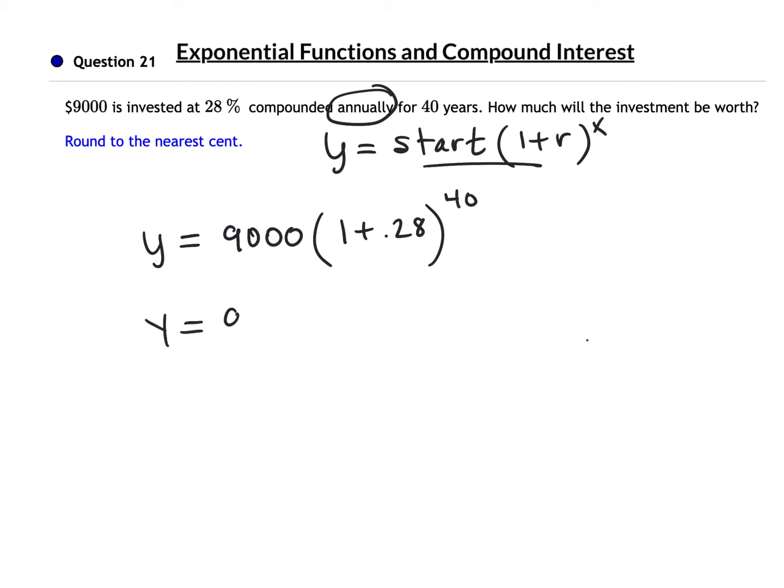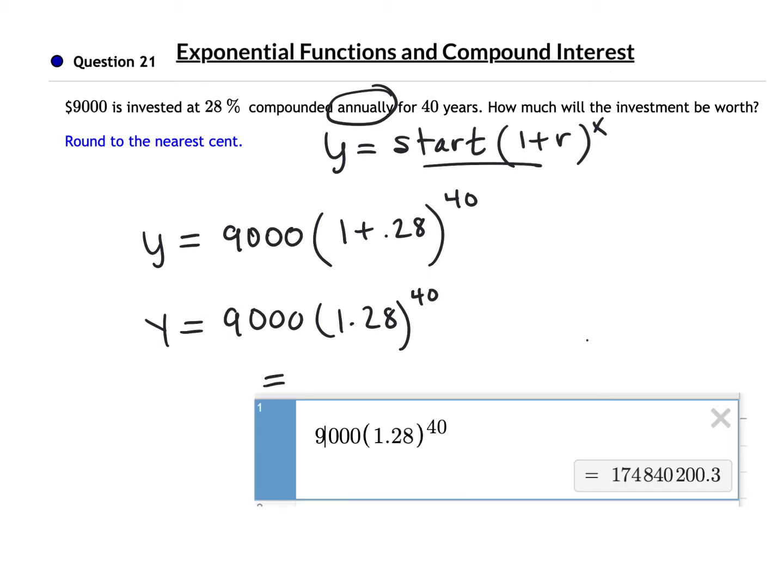And you can certainly make 1 plus 0.28, 1.28. Enter that into the calculator and round to the nearest penny. This ends up being a large number. $174,840,200.30.